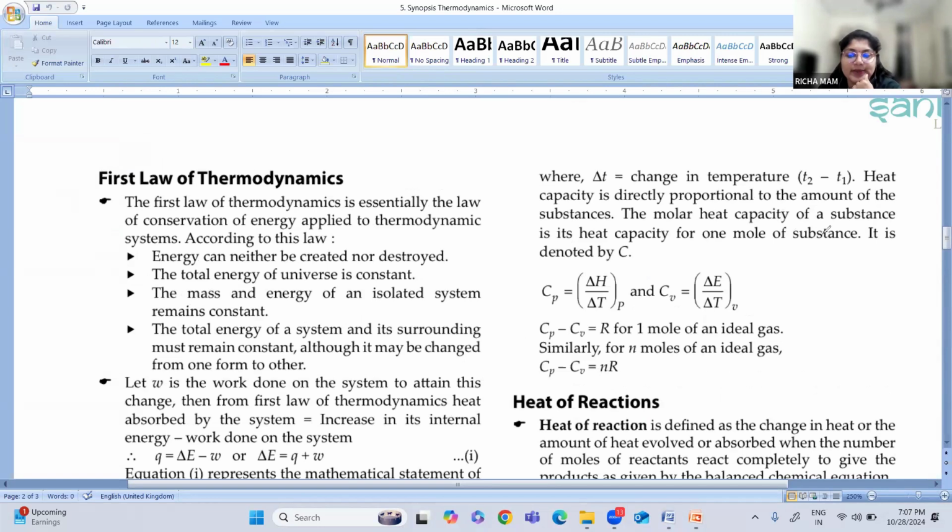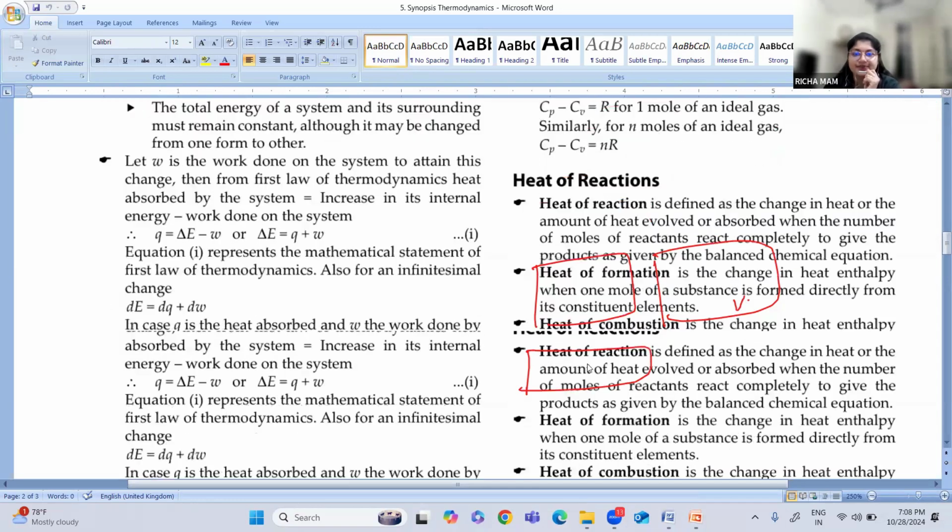And what is the molar heat capacity of a substance? Molar means it is related to 1 mole of a substance. So Cp is given as delta H by delta T, where P is constant, and Cv is equal to delta E by delta T, where volume is constant. And Cp minus Cv is equal to nR. So these three equations also please keep in mind.